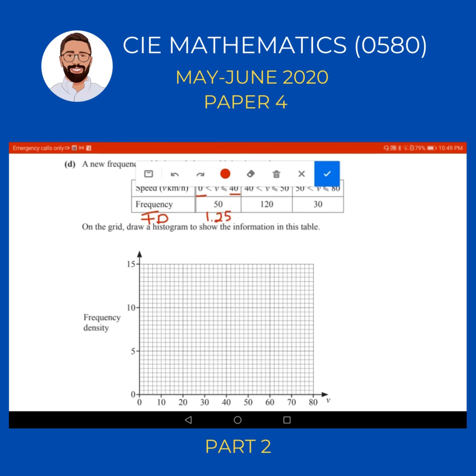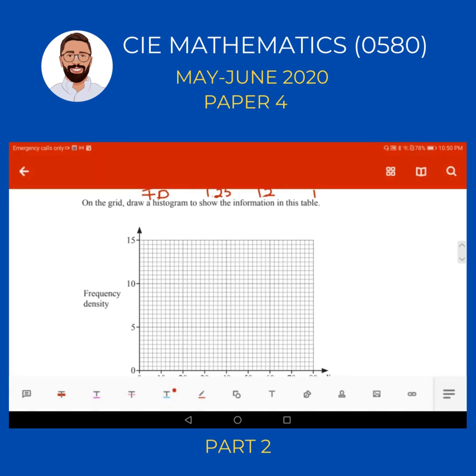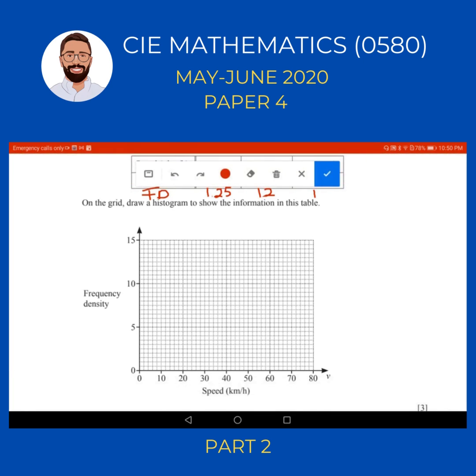For the second interval, the frequency density is 120 divided by 10, because the class width is 50 minus 40, and the answer is 12. And for the last one, it's 30 divided by 30, and the answer is 1. Now I have the frequency densities. I can now plot my histogram. So when the speed is between 0 and 40, the frequency density is 1.25.